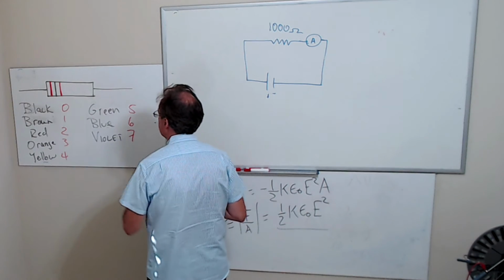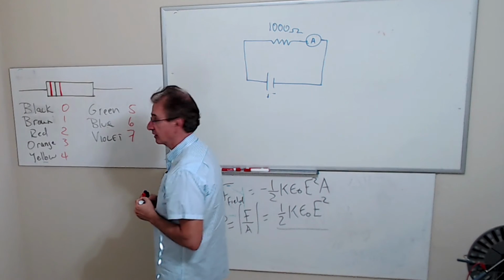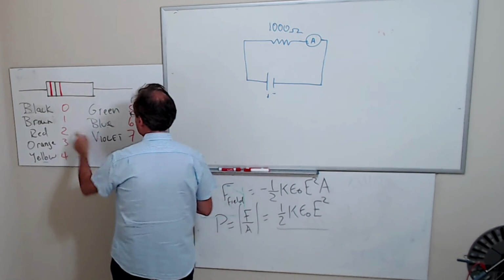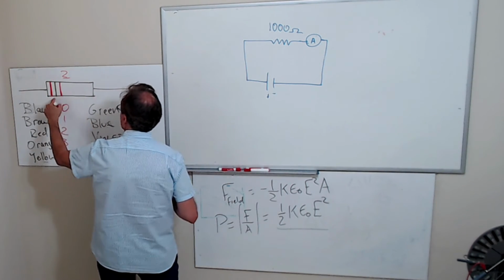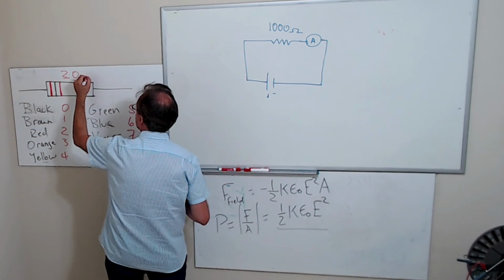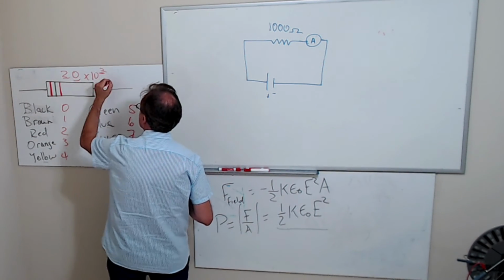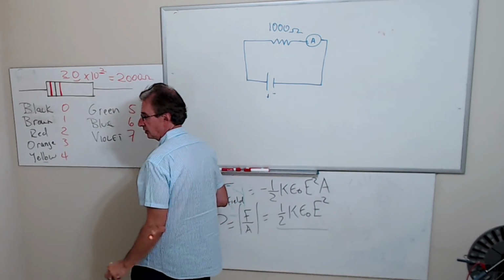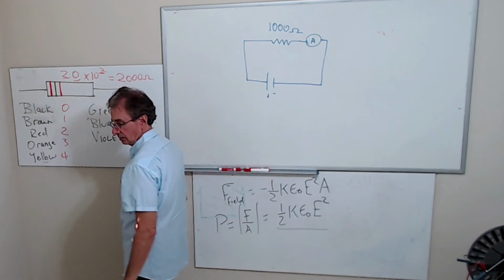So in this particular example, if I want to determine what the resistance of this resistor is, the first band tells you the first digit, so it's 2. The second one gives you the second digit, which is 0. And the third one tells you the exponent, which is 2. 20 times 10 to the second is 2,000 ohms. So in your case, the 1,000 ohm resistor will be brown, black, red.